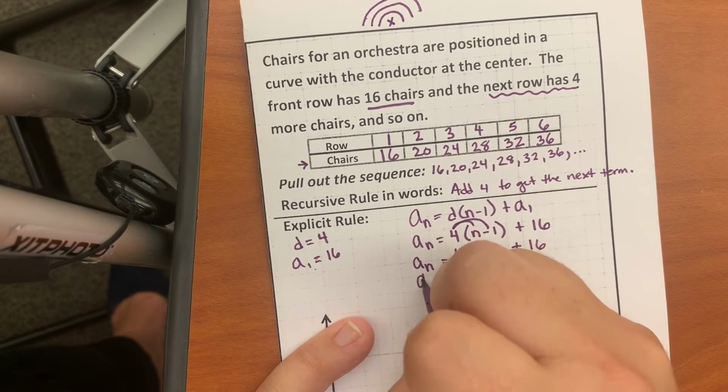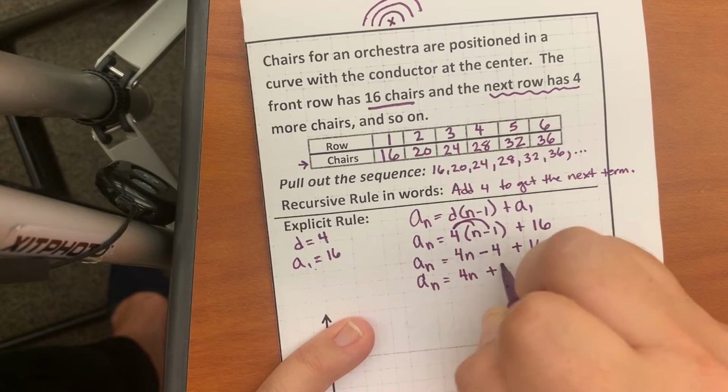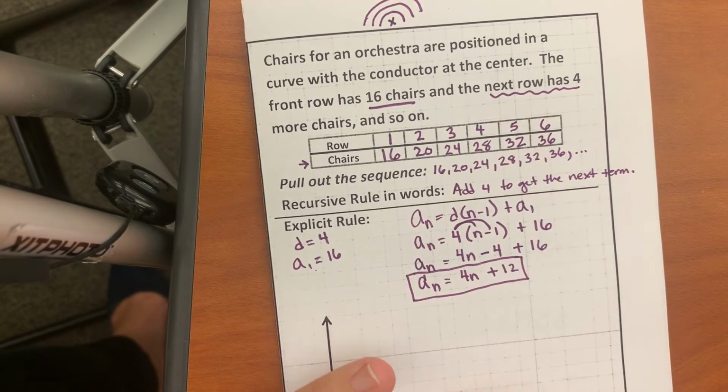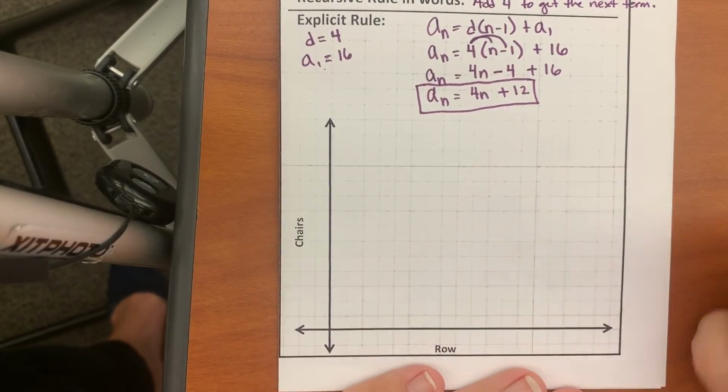Now we're going to combine our like terms. A sub n equals 4n plus 12. So our rule for this sequence is 4 times n plus 12. I want to graph that just to see what it looks like.